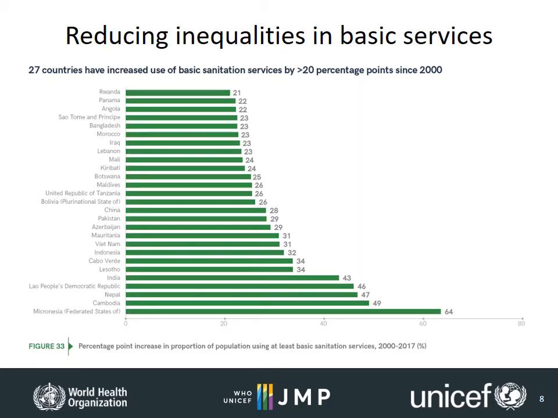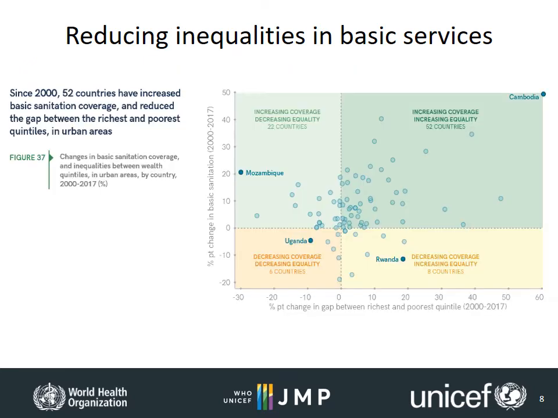We also track progress on basic services. This chart shows those countries recording the biggest percentage point increases in basic services since 2000, often from low starting points. 7 countries have increased coverage by more than 1/3, and in the Federated States of Micronesia, coverage increased from just 25% in 2000 to 88% in 2017.